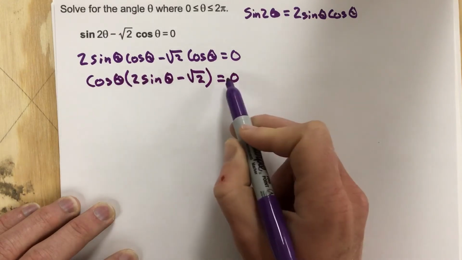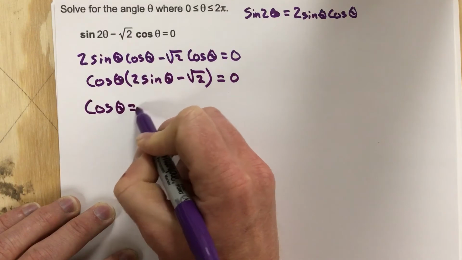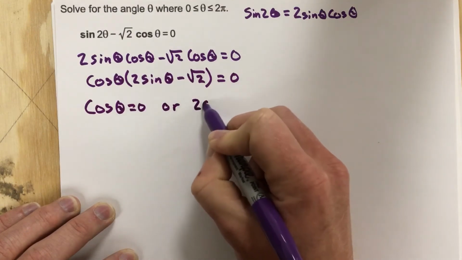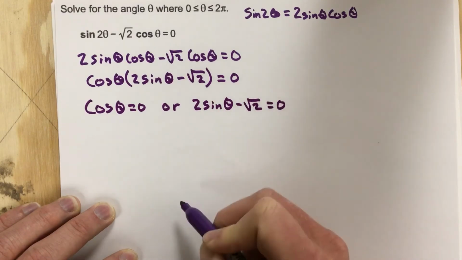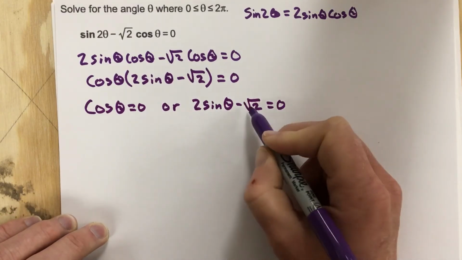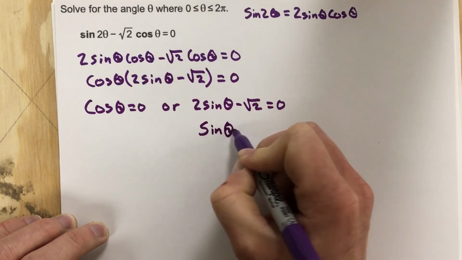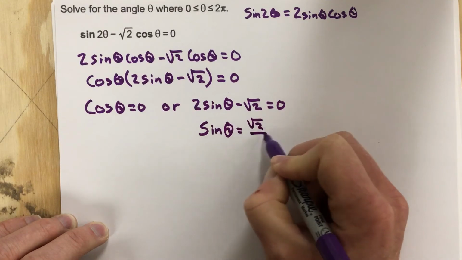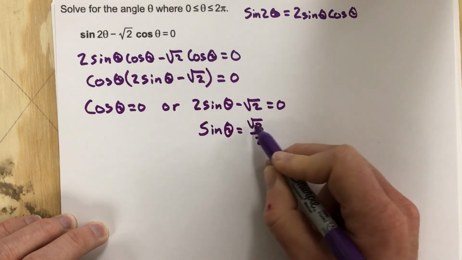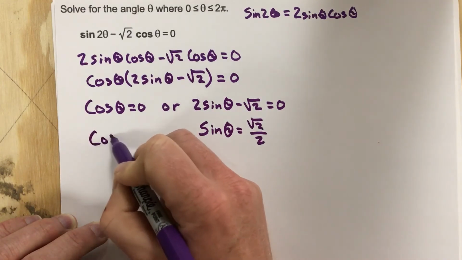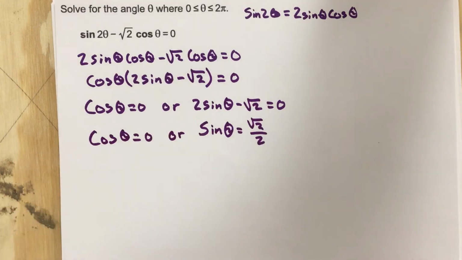So I have a product, it equals 0, zero product property, so cosine theta equals 0, or 2 sine theta minus root 2 equals 0. Add the root 2 over and divide by 2, and I end up with sine theta equals root 2 over 2. That's how we got root 2 over 2. So I have cosine theta equals 0, or sine theta equals root 2 over 2.